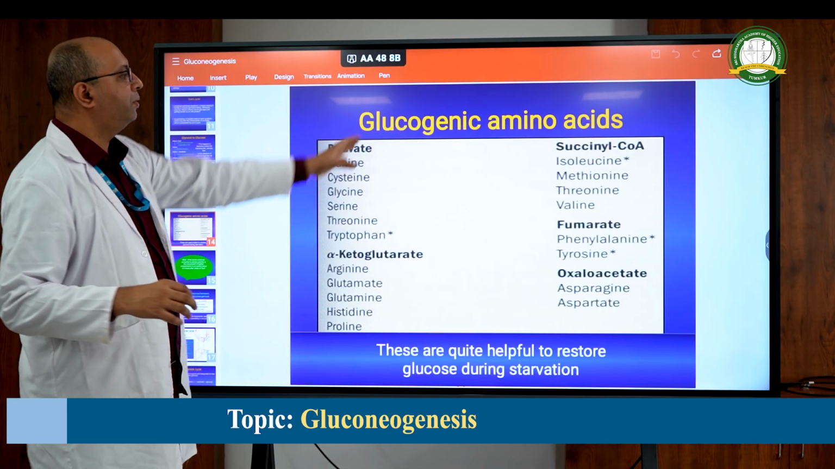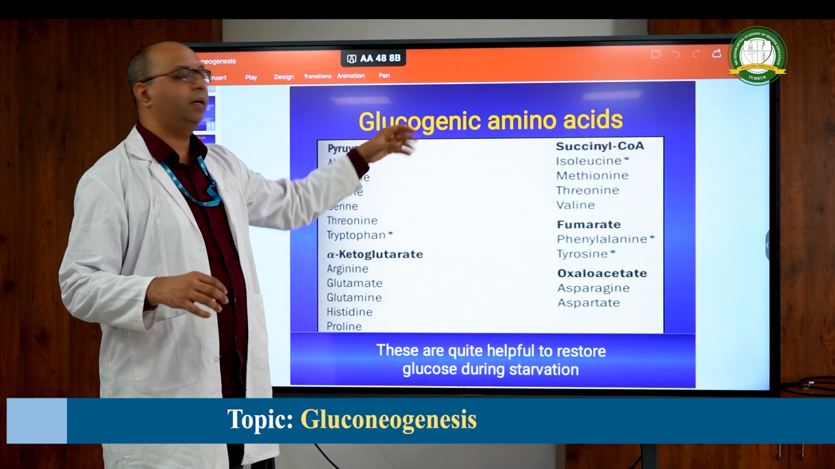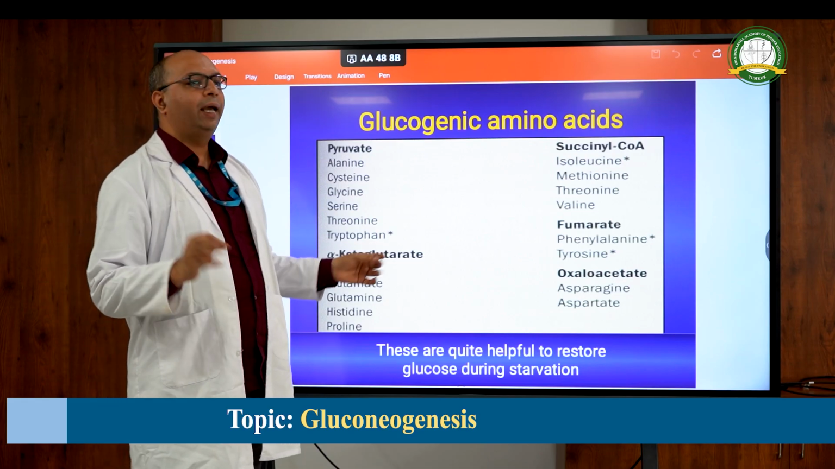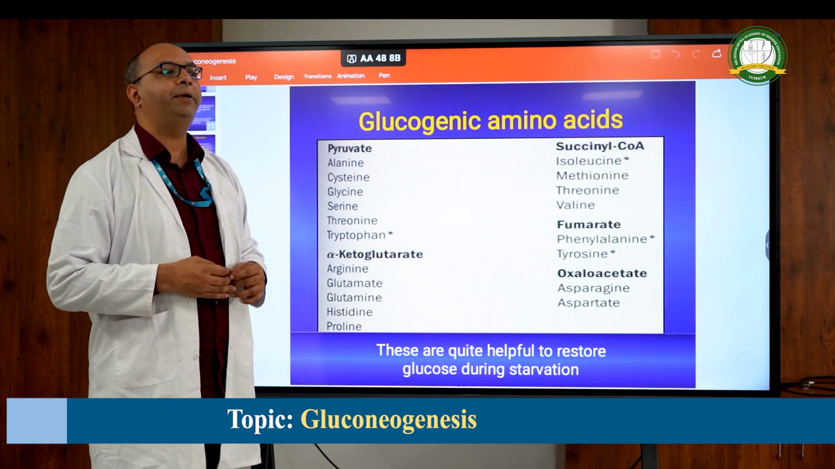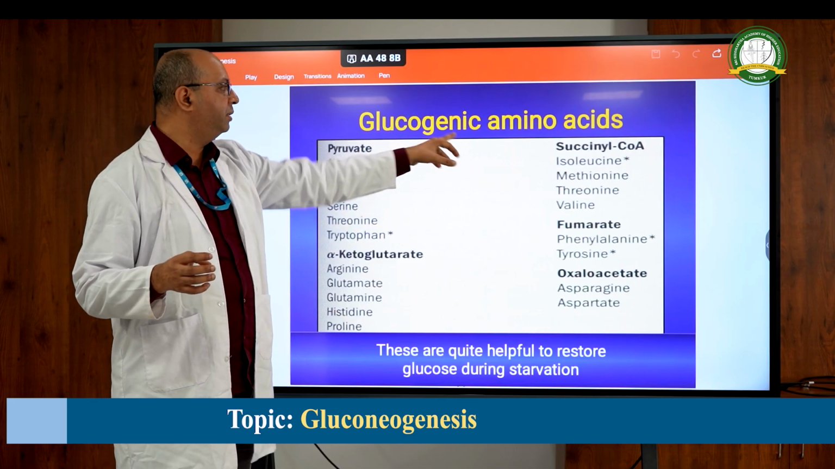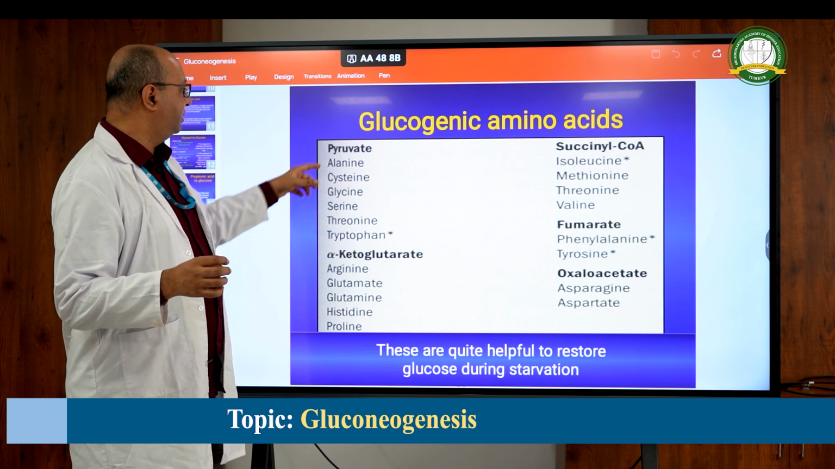Then, as I already told you, these are all the amino acids which can give rise to glucose. That's why they are called glucogenic amino acids. Except leucine, which is a ketogenic amino acid, all other amino acids will give rise to glucose. So they have mentioned all the amino acids.